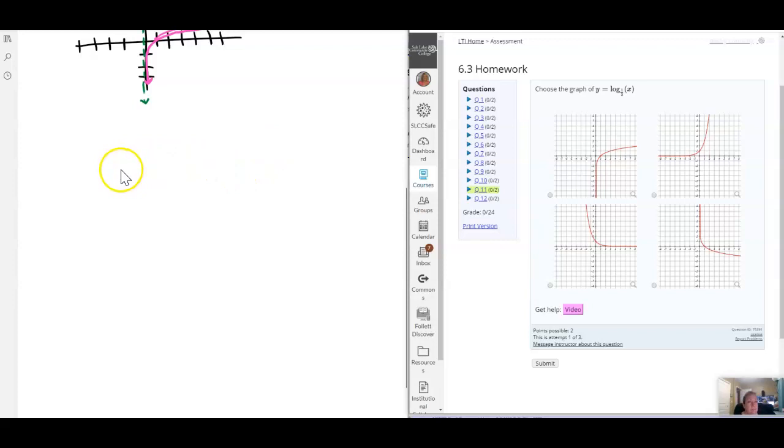We call these parent functions because every graph of that same type looks similar to it, right? So if we're talking about y equals 2 to the x power, this is exponential growth. As we look at the graph going from left to right, it's doing something like this. So when that 2, the base, is bigger than 1, we're going to have this exponential growth.